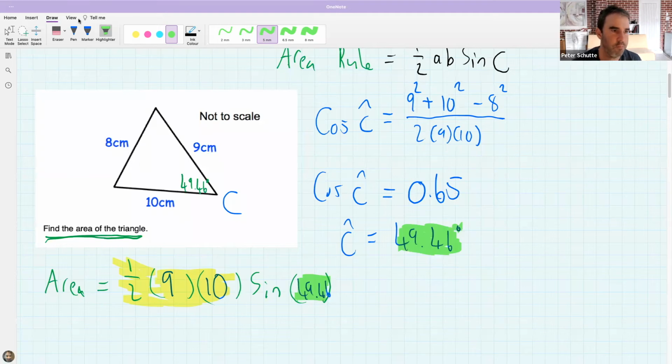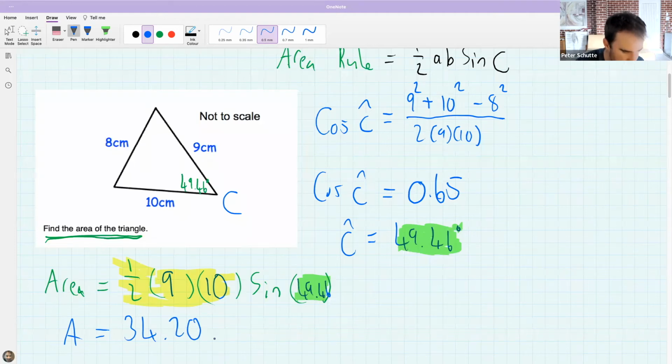Okay, so what are we getting for our answers there? Area equals 0.5 times 9 times 10 times the sine of 49.46. And we should be getting 34.20, if we round off, centimeters squared. So if you round to two decimal places, I'm rounding like that.